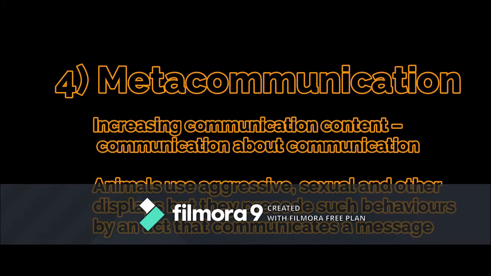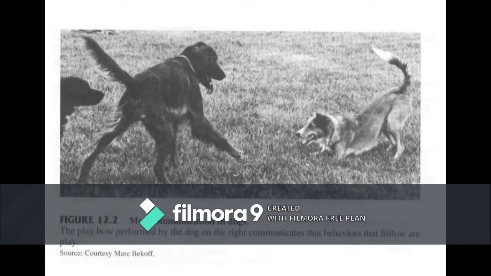The fourth is meta-communication, increasing communication content, which is communication about communication. Animals use aggressive, sexual, and other displays, but they precede such behaviors by an act that communicates a message. This is an example of meta-communication in dogs.